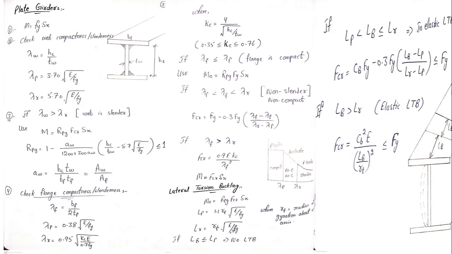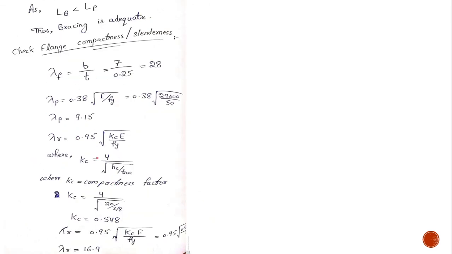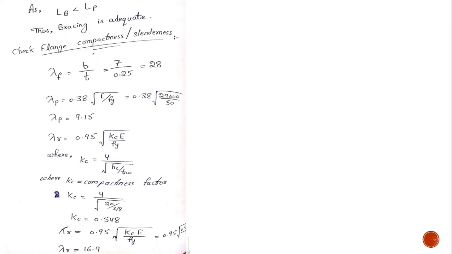First of all, we have to check the slenderness ratio of web and flanges. You should remember that in the previous lecture, we first found the compactness or slenderness ratio of our web, and based on these values we found that our web is compact. However, our flange was slender. Our flange was slender. So that was the previous lecture.